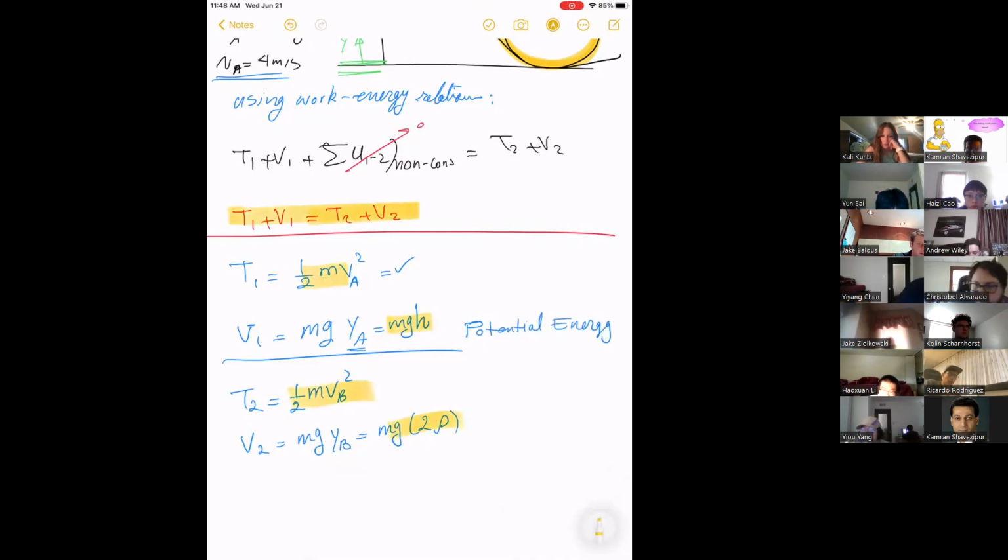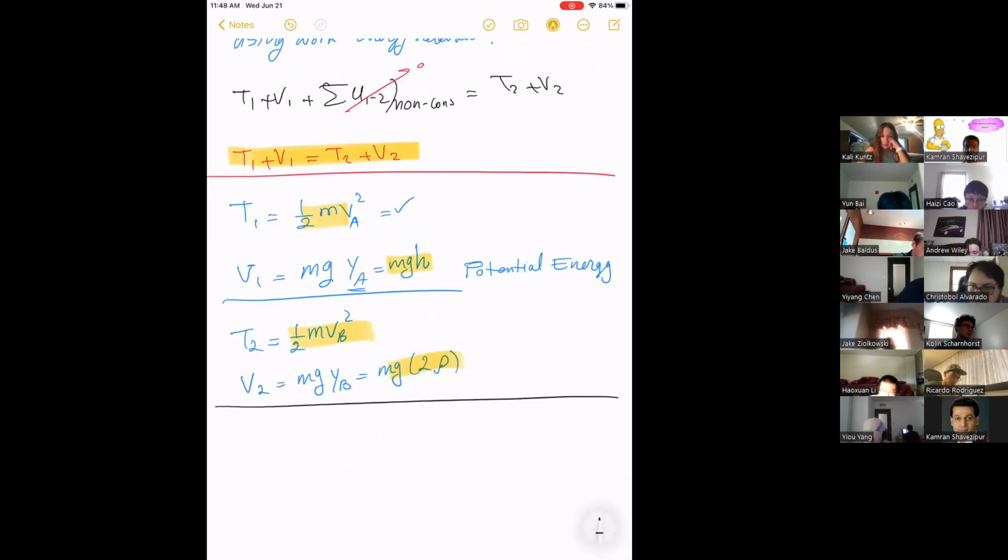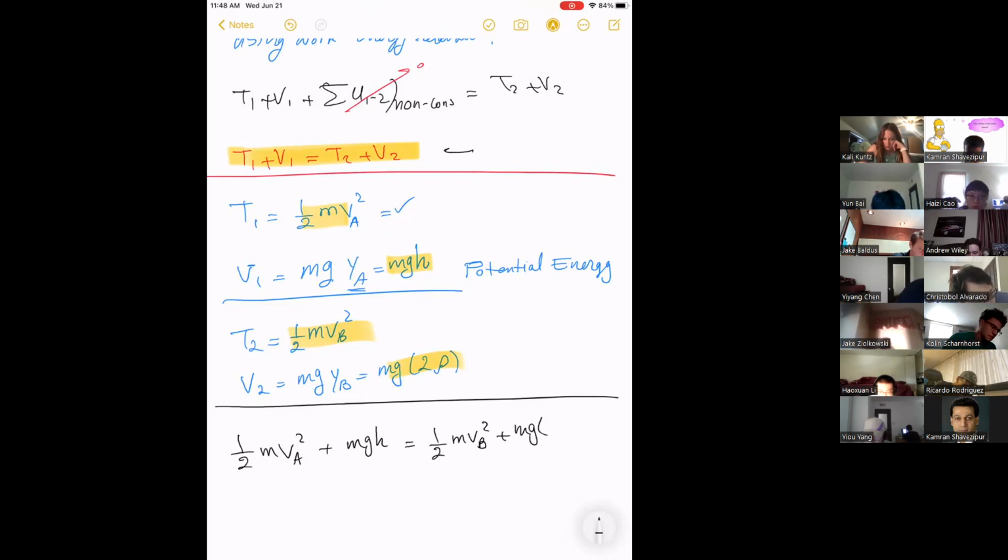Now I'm going to substitute it into the main equation. As I said before, last time I said work energy usually gives you one single equation, which is this one. So you're going to get half mva squared plus mgh equals half mvb squared plus mg2 rho. And the unknown here is going to be VB. I'm going to give you 1 minute to calculate this. Please, everyone, try to do this, because when you put the numbers in, you become more familiar with the equation and how to use it.